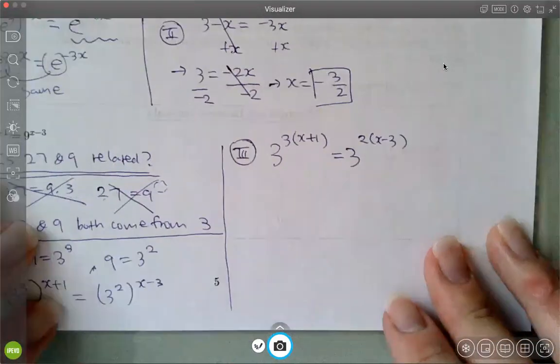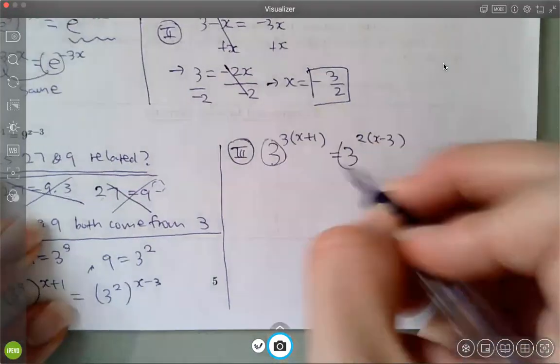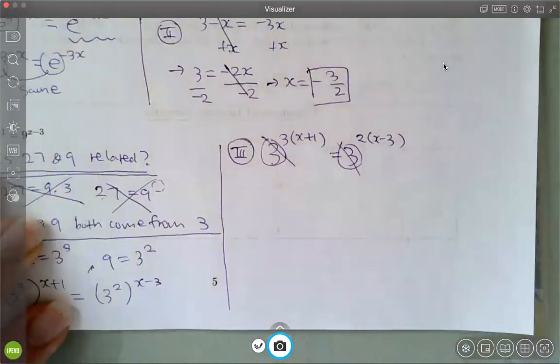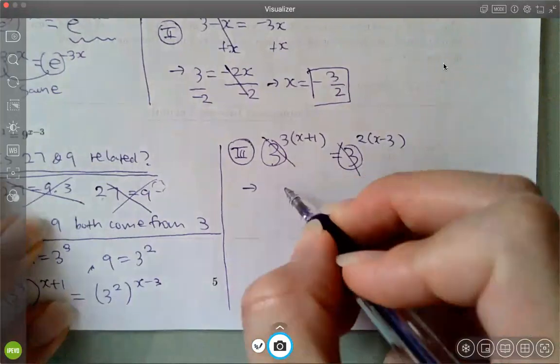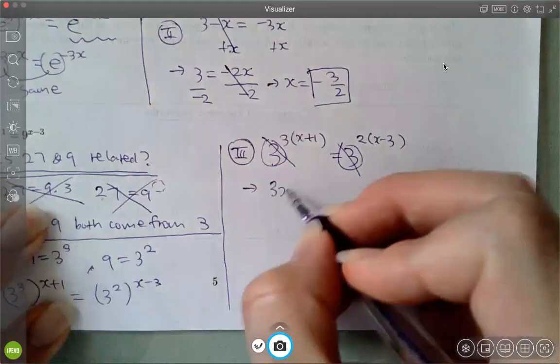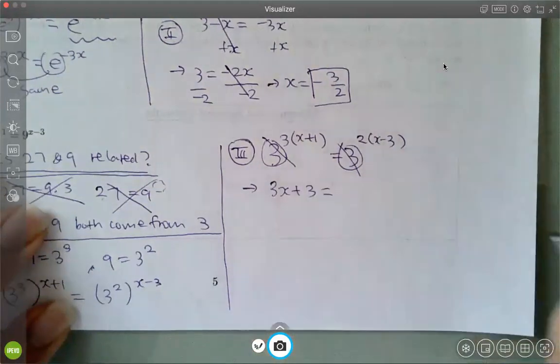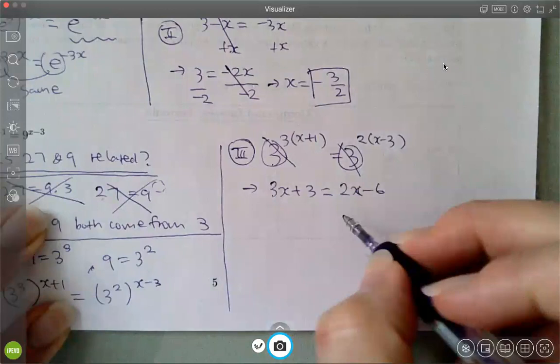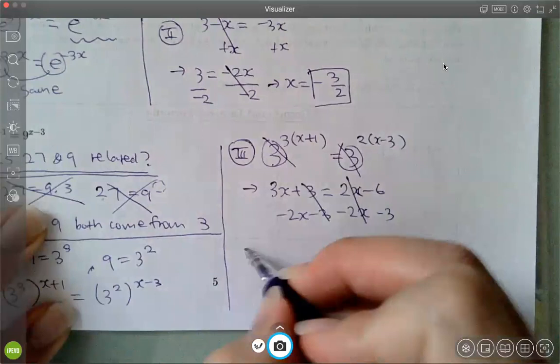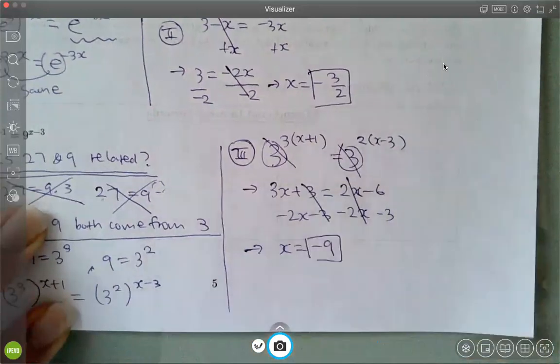Okay, so we have the same base. Now if you want, you can say we can cancel like this. It doesn't really matter. And then here we can distribute 3 and 2. So we have 3x plus 3 is equal to what, 2x minus 6? Okay, so here what does that mean? Minus 2x and then minus 3. So what do you get? x is equal to negative 9, right? Okay.